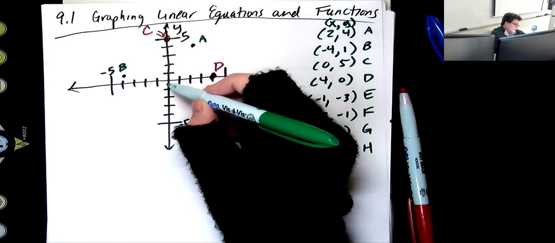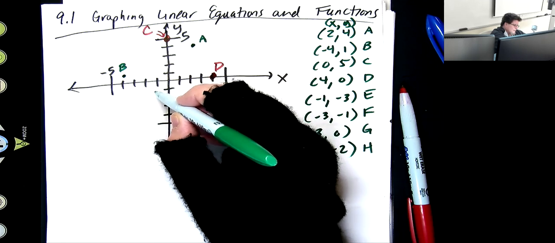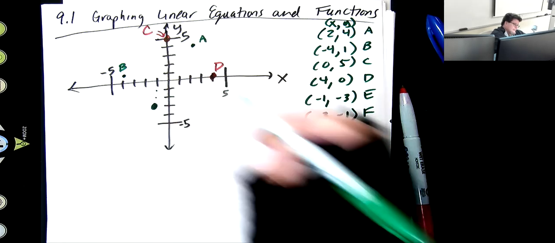-1, -3: I go left 1 for the -1. I go down 3 to get to -3. That's my E.